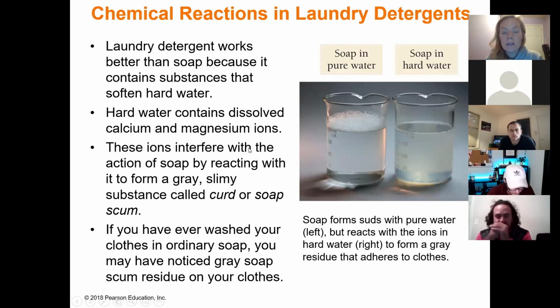Laundry detergent helps to create a precipitate to clean out gunk from your clothes.